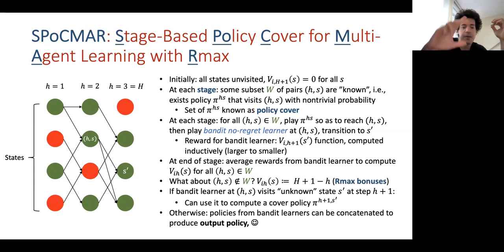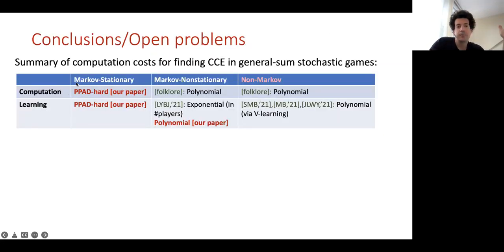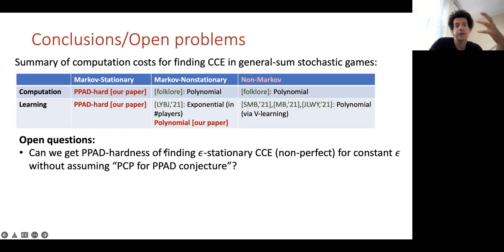To conclude, there's this interesting, beautiful space here of equilibrium computation in stochastic games, and again, there are a lot of open problems. In this work, we show some impossibility results, in particular for computational learning of Markov stationary CCEs, even CCEs, which is surprising. And what we advocate is that an open path for investigation is Markov non-stationary CCEs, where we show some polynomial results, but these are first cut results.